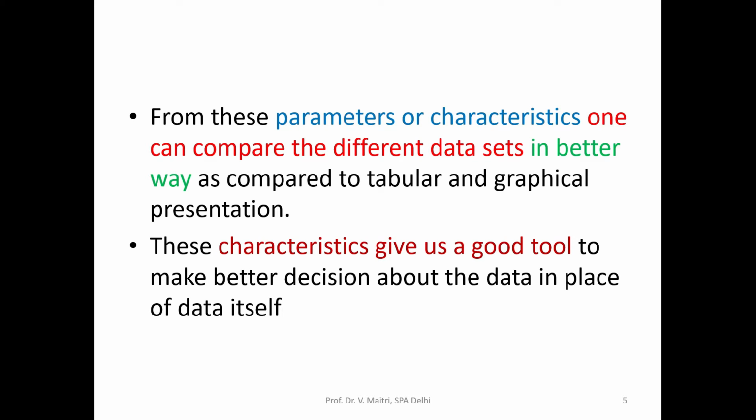Now from these parameters or characteristics, we can easily compare different data sets in a much better way, because with one single value of one data set and one single value of another data set, we can immediately understand which one is bigger, which one is lower, which one is equal or not. So this parameter gives us a good tool to make a better decision about the data in place of the data itself. What the data is showing us in the form of presentation, in place of that, this parameter helps us take a better decision about the data.